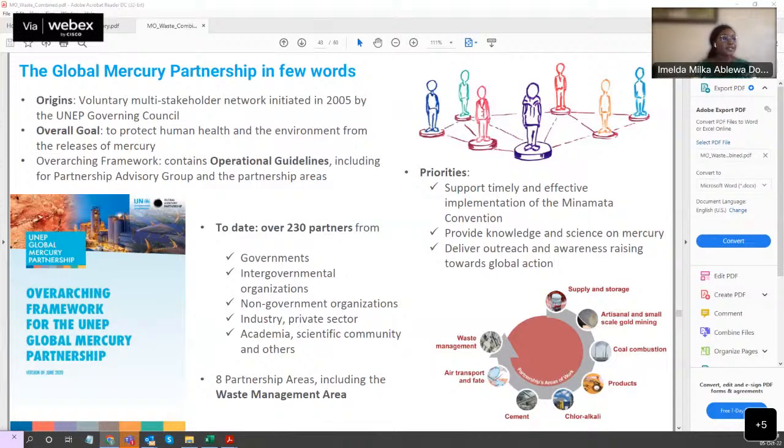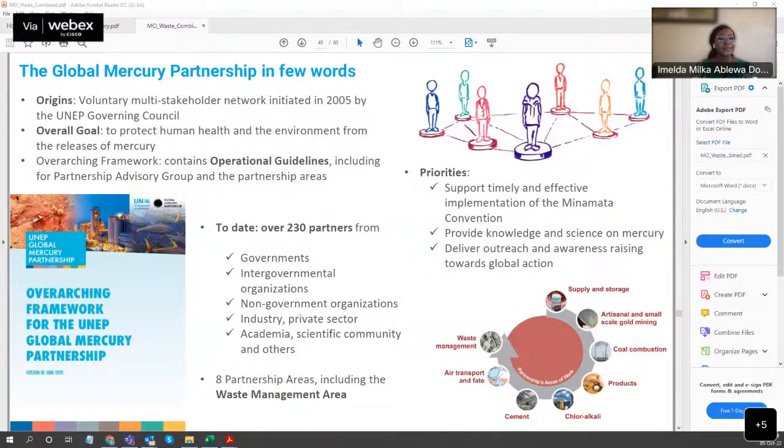The Global Mercury Partnership was initiated in 2005 by a decision of the UNEP Governing Council with the overall objective of protecting human health and the environment from the emissions and releases of mercury. Its priorities include the timely support and effective implementation of the Minamata Convention, the provision of knowledge and science on mercury, but also some outreach and awareness raising towards global action. The Partnership is governed by its overarching framework, which was recently updated to reflect the adoption and entry into force of the Minamata Convention, as well as practices under the partnership.